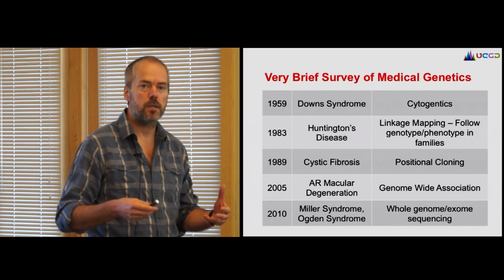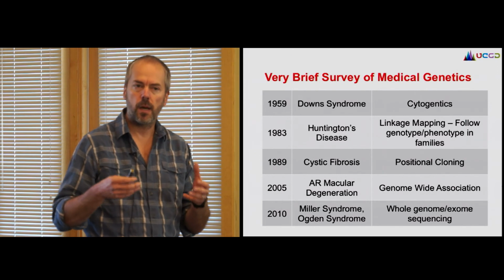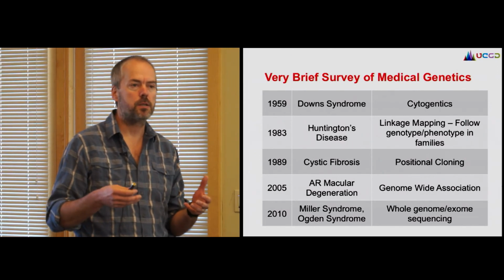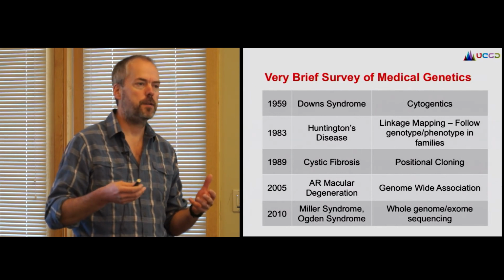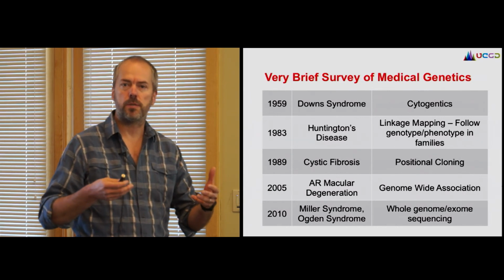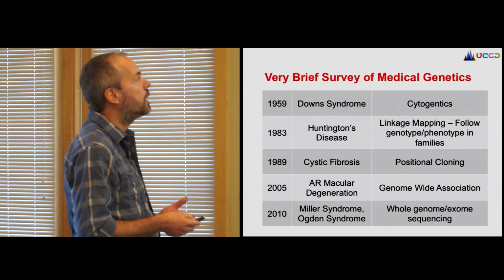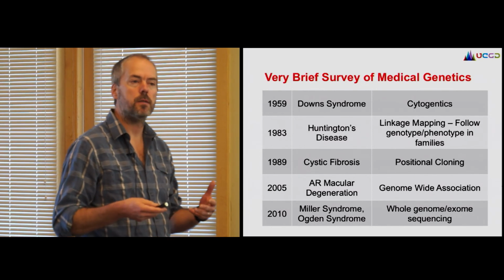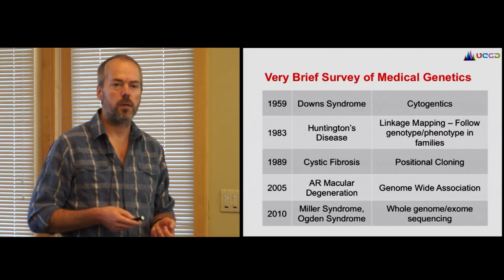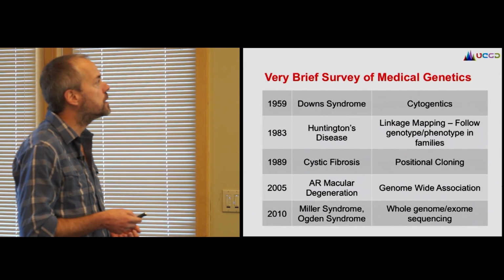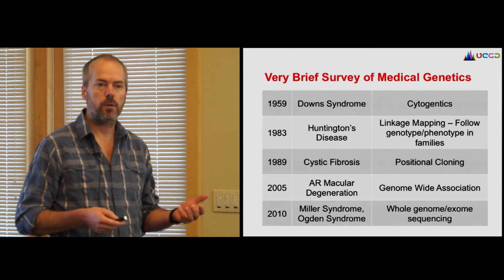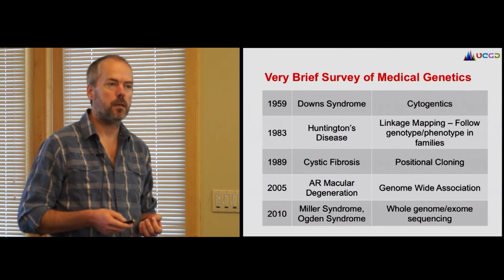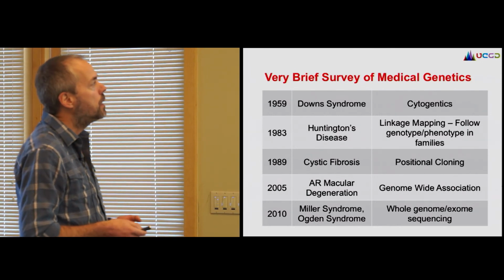Cytogenetics basically just involves coming up with some way to visualize the chromosomes, and we can see gross features like the chromosomes have arms and they have banding patterns, and in the case of Down syndrome, noticing that an extra chromosome 21 was associated with that disease. So still an important technique, but a fairly blunt hammer when you're talking about understanding genetic features.